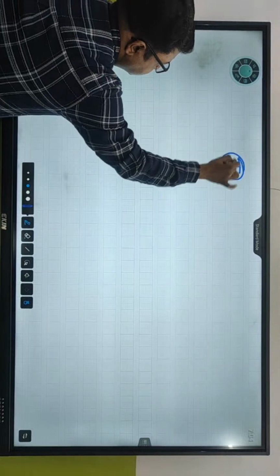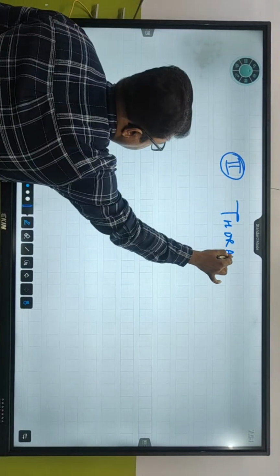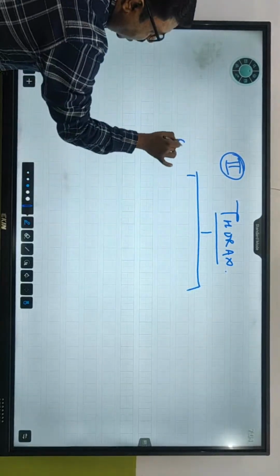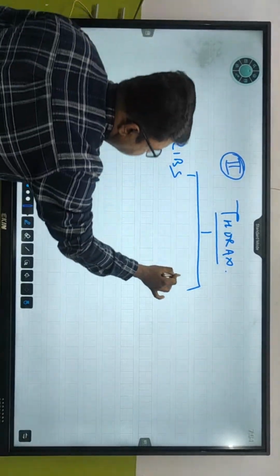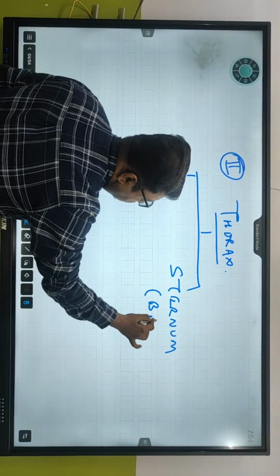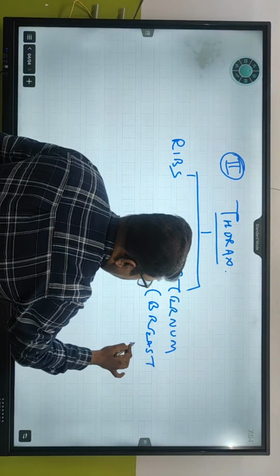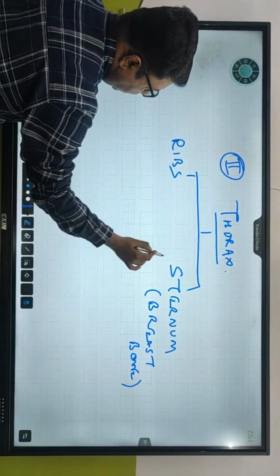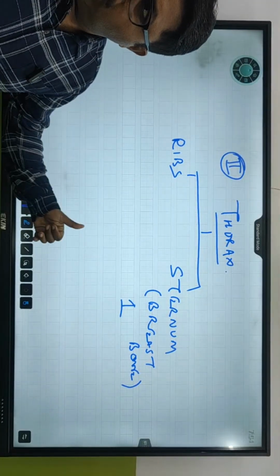Next comes thorax. The second one comes thorax. Very very important. You can get one question from here. Thorax में दो तरह के bones हैं. One is ribs and the one is sternum. What is sternum? Sternum is also called as breastbone. Okay. It's only one of them. Sternum एक ही है.